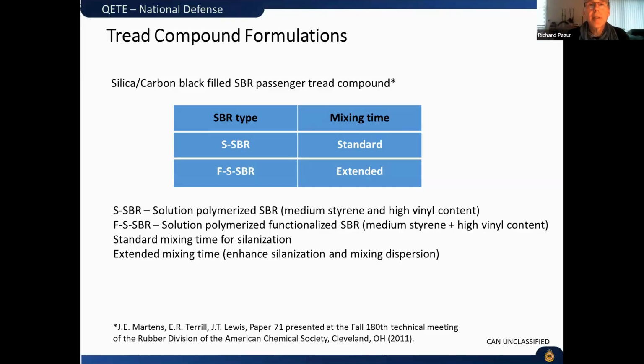What we're going to change also in this compound is the mixing time. As you know, we need to mix at high temperatures to get the silanization reaction happening between the silane at the surface with the coupling agent and with the unsaturation, the backbone of the SBR. Standard mixing time will be used, and we also threw in an extended mixing time to see if we get more silanization and better mixing dispersion. The caveat is that if you mix too much with this material, you will also break down the polymer chain. So there is definitely a compromise. You've got to be careful with respect to mixing if you extend the mixing time.